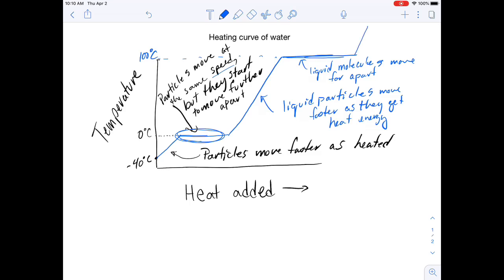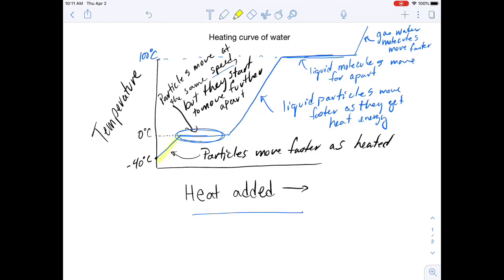But once those particles have become gases, in here you've got gas water molecules that move faster. And so the temperature goes up again. And you can keep heating that gas quite a bit with that added heat. So this is called the heating curve of water, and we've got sort of three really important areas.